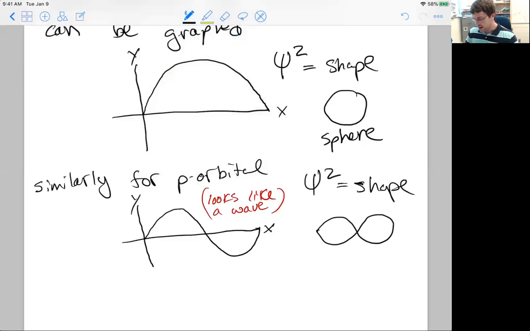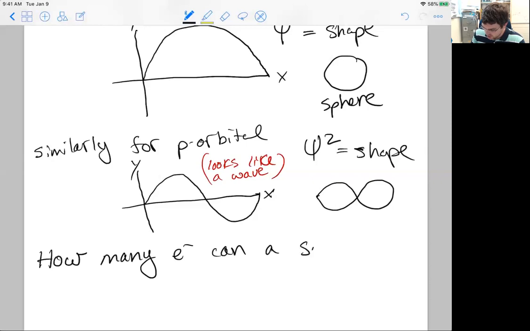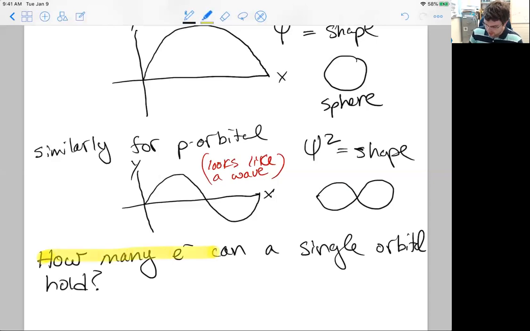Okay, so some properties start to exist when we make the shape of our orbitals. And these properties are really important to understanding how atoms actually look. So here are some important properties. First is the number of electrons. How many electrons can a single orbital hold? Or how many electrons can exist or occupy a single orbital? Really important question, worth highlighting.